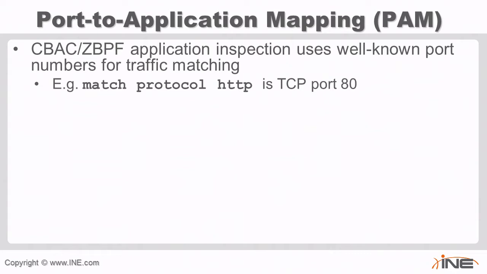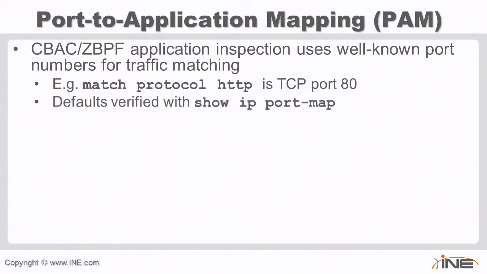We can verify the default port numbers that we're using for the port to application mapping if we look at the show IP port map command on the command line interface. One important point to note: we want the show IP port map command, not the show IP nbar port map command, where the nbar variation is for port mappings related to quality of service that are matched in the MQC syntax of match protocol, whereas the regular IP port map is for CBAC and for the zone-based firewall.